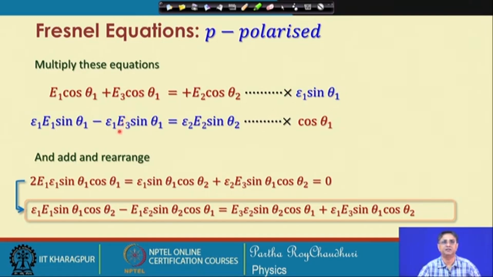Then if we add, you can rewrite this equation as twice E1 epsilon 1 sin theta 1 cosine theta 1 and so on, which is equal to 0, because here we try to eliminate E2 from both the equations. Then if you bring all the E1 terms to the left hand side and E2 terms to the right hand side, the equation can be written in this form.